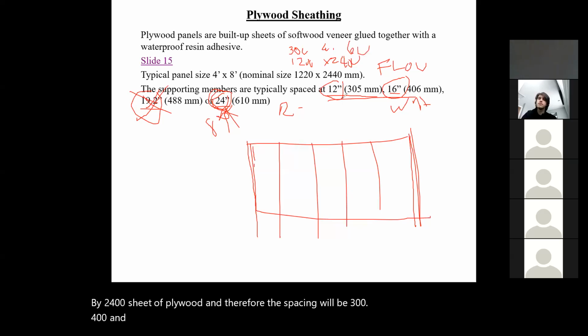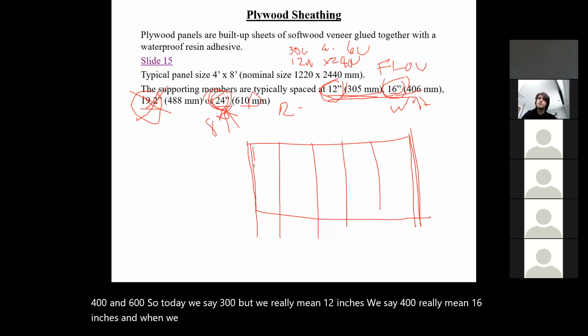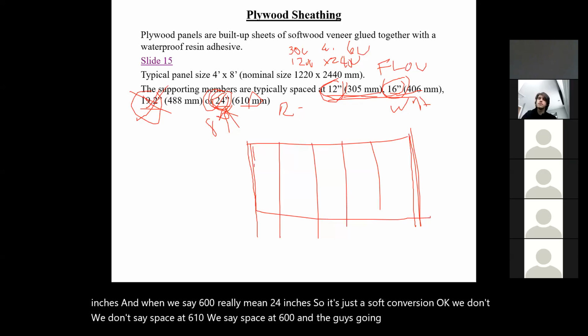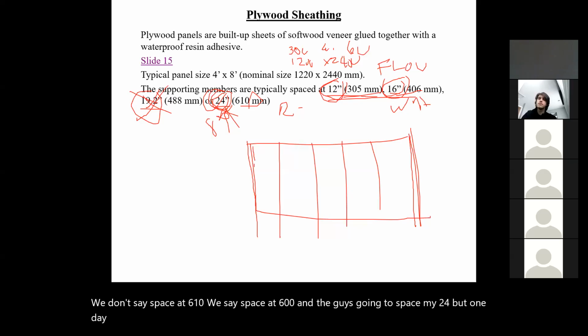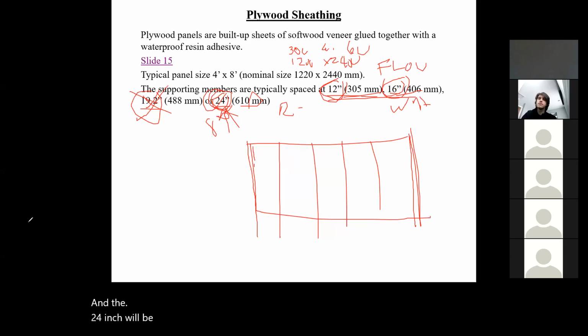So today we say 300, but we really mean 12 inches. We say 400, we really mean 16 inches. And when we say 600, we really mean 24 inches. So it's just a soft conversion, okay? We don't say space at 610, we say space at 600, and the guy is going to space them at 24. But one day when everything becomes metric, the 300 will be 300, the 400 will be 400, and the 24 inch will be 600. Hopefully you'll see it in your lifetime.